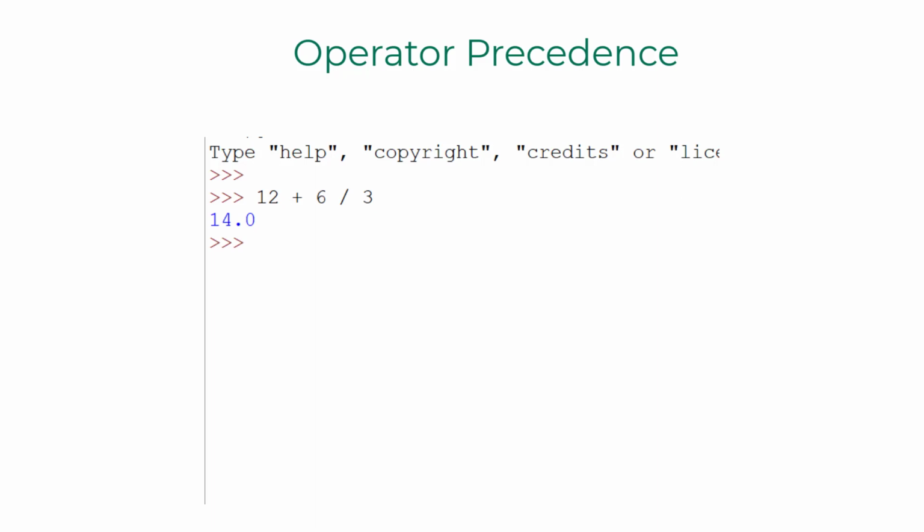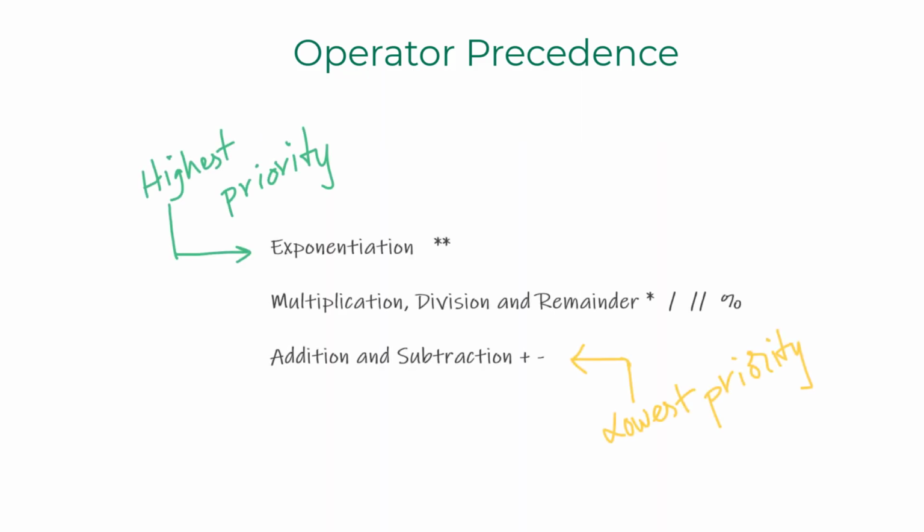To understand this, you might want to check the operator precedence in Python. Here is the snapshot of operator precedence in Python. Whenever you see an exponentiation in your statement, evaluate that first, and then move on to multiplication, division, or remainder. All of these have the same priority, and then the least priority is given to addition and subtraction.